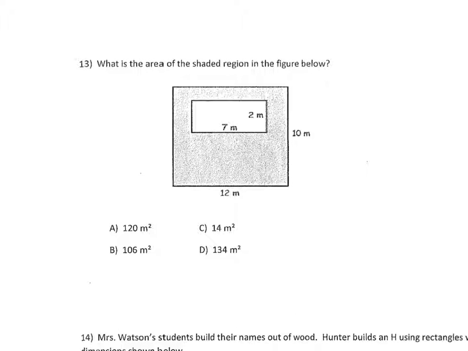Number 13, what is the area of the shaded region in the figure below? So we want just this shaded stuff right here. Again, this is one of those where they've cut this white piece out. So we've got 2 rectangles.